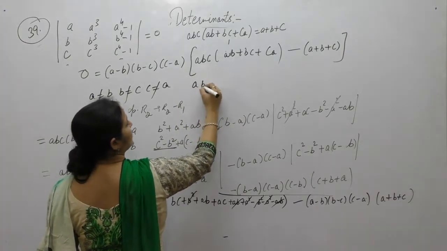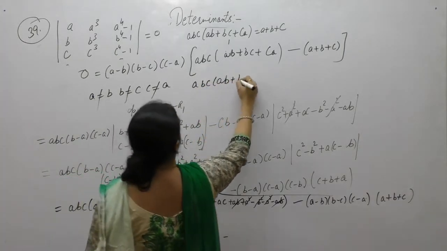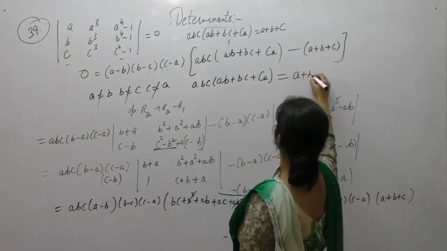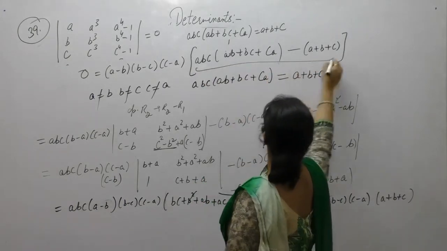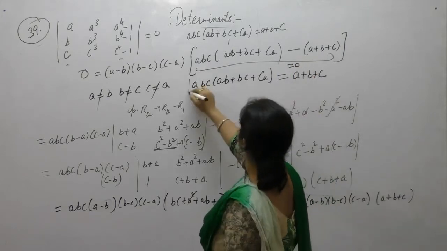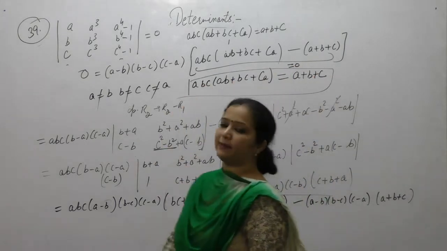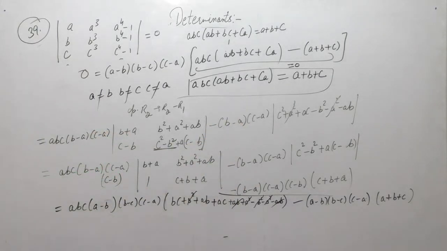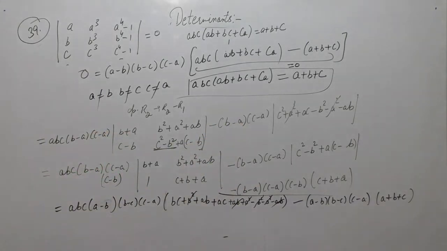So this will be equal to 0. AB plus BC plus CA, when this is equal to 0, then it becomes this. So this term is equal to 0. So ABC into AB plus BC plus CA is equal to A plus B plus C. Note it down.